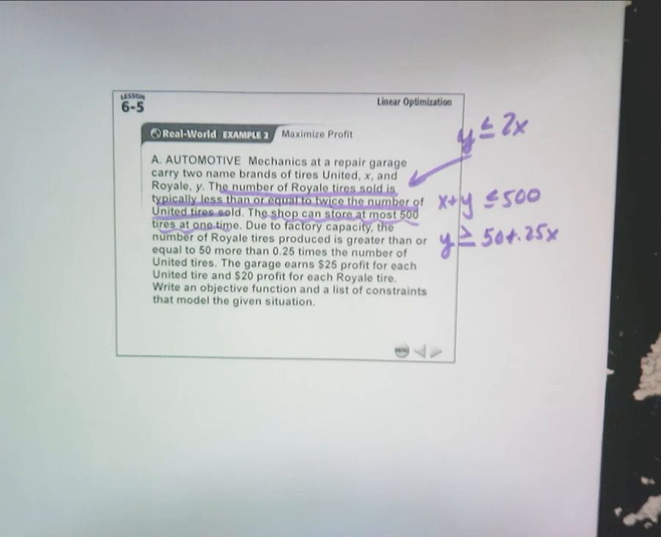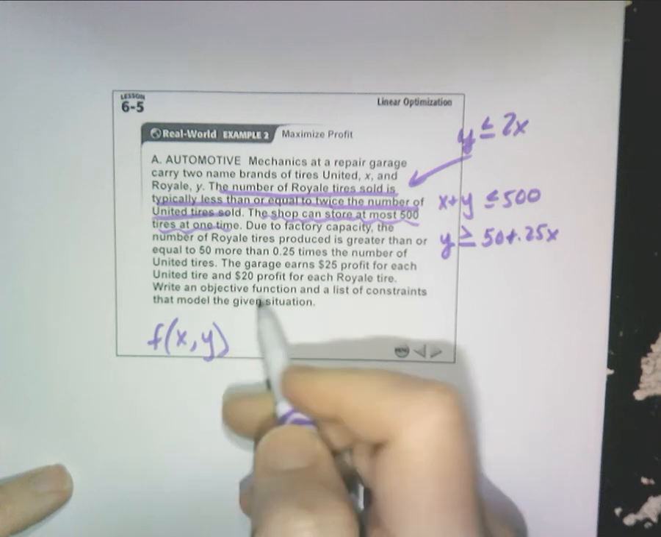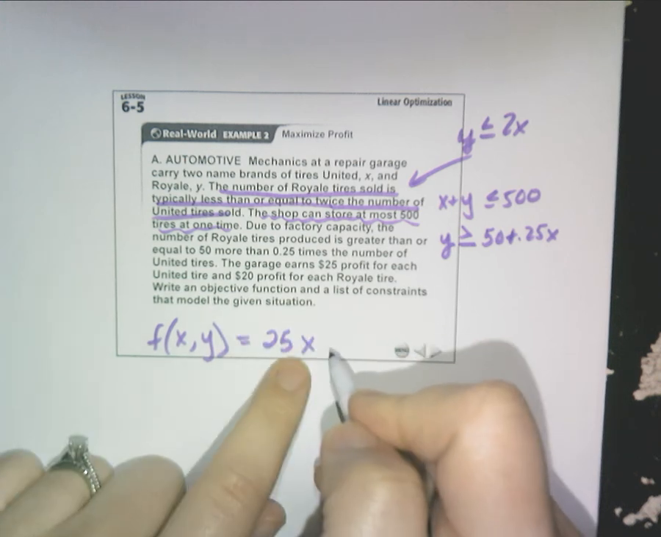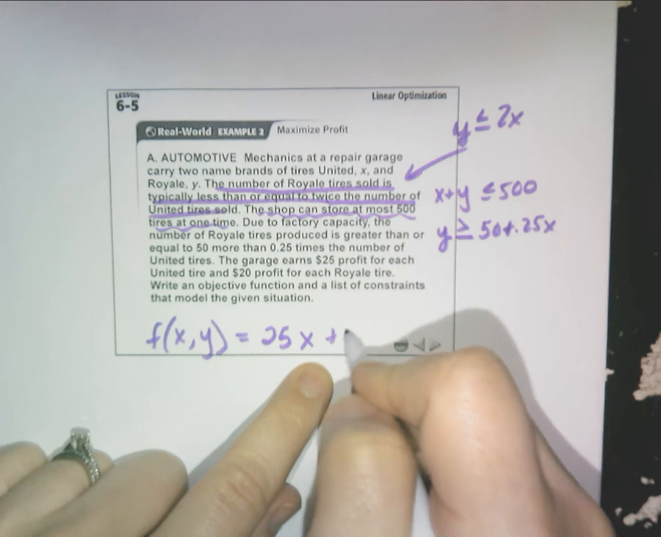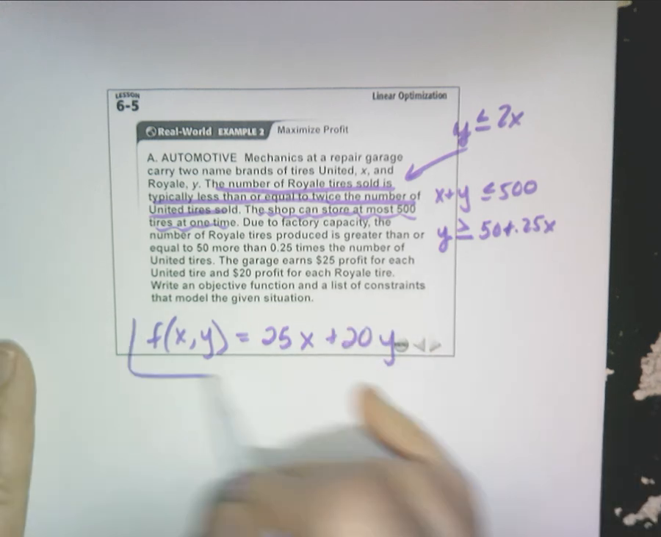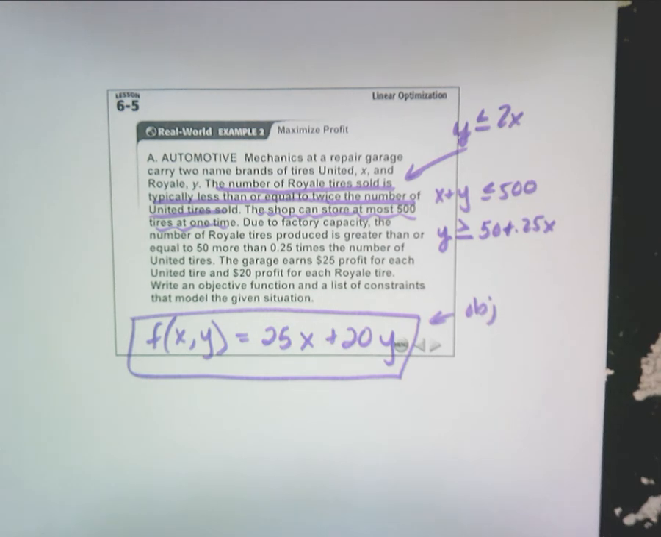All right. Last but not least, the garage earns $25 profit for each United tire and a $25 profit for each Royale tire. That is the objective right there, that they're earning a profit per tire. So our objective function is actually found right there, which is we're going to earn $25 in profit for every X United that we sell and $20 for every Royale Y that we sell. That is going to be how we find our objective amount of maximum profit.